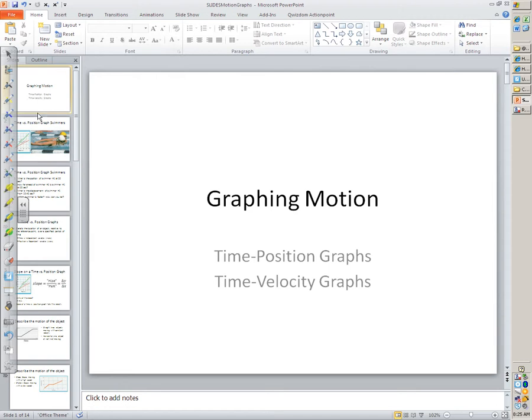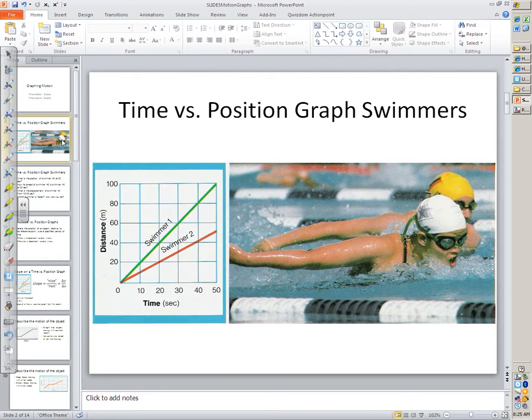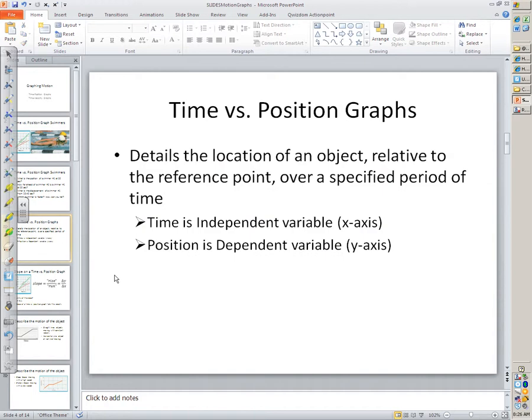So the first type of graph we talked about was a time versus position graph. And we said that a time versus position graph can tell us a couple of things. The first two things are pretty obvious. What does a time versus position graph tell us in the obvious sense? Time and position. Where something is and when it was there. Okay? So that's pretty obvious.